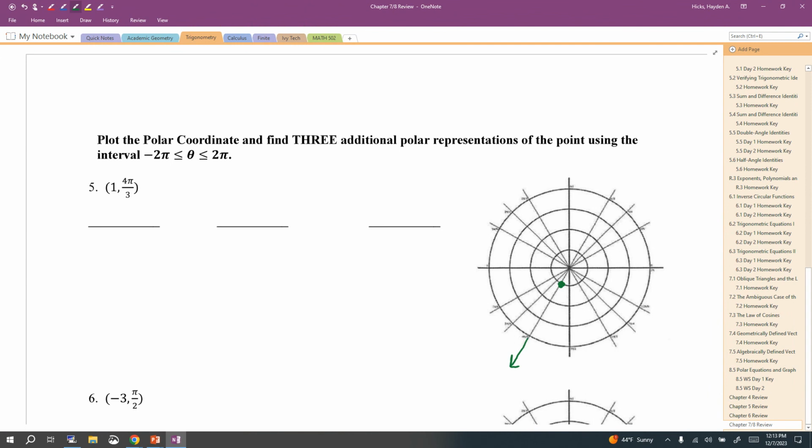So what is 4 thirds minus 6 thirds? Negative 2 thirds. So this is negative 2 pi over 3 would be the coterminal angle, okay? So if I want to look at the positive direction, which means I have a positive 1 as my radius, then I'm looking at negative 2 pi over 3. And again, that's the same angle as 4 pi over 3, just going in the opposite direction.